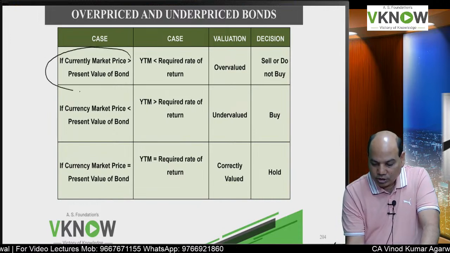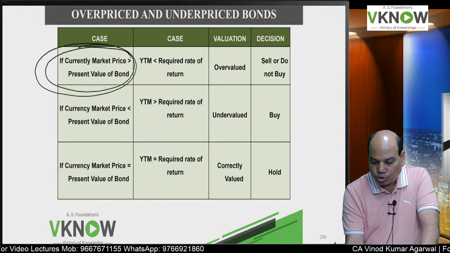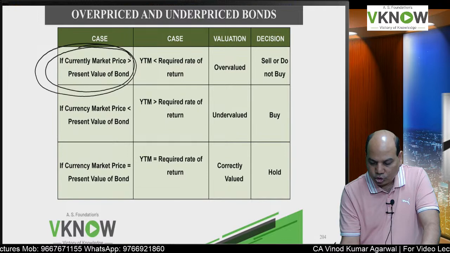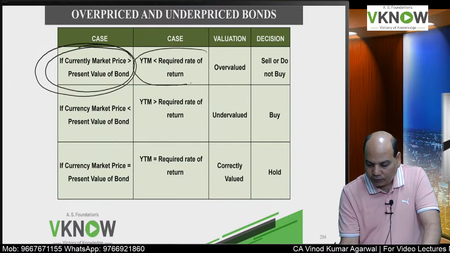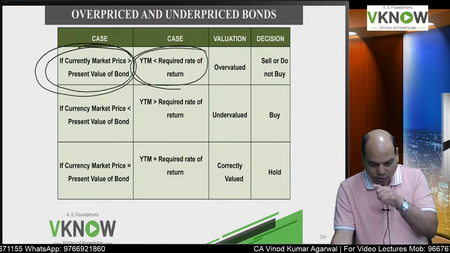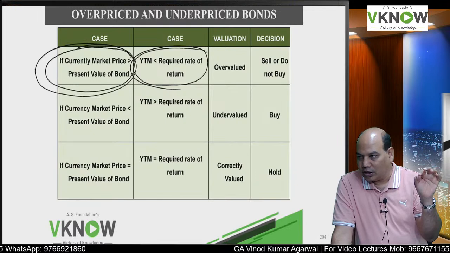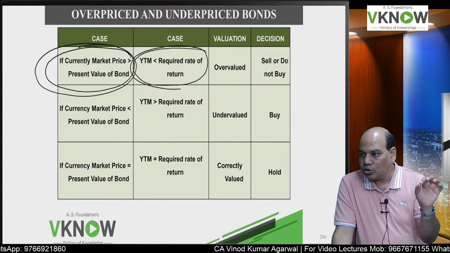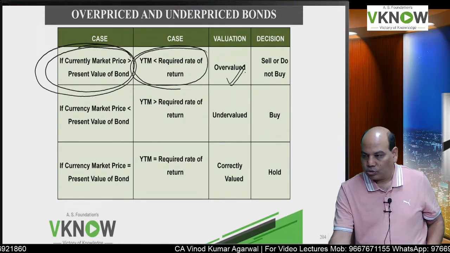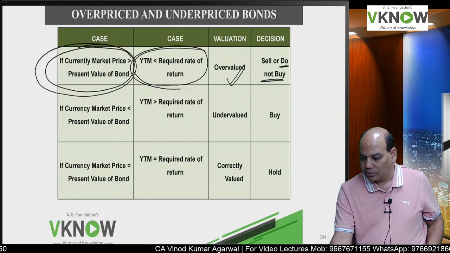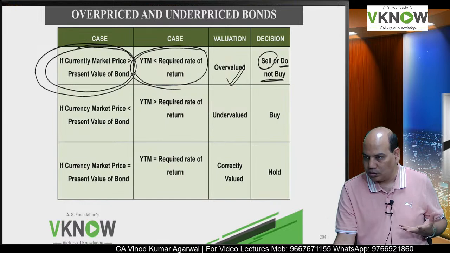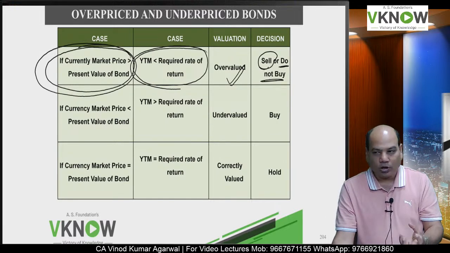So case 1, if current market price is more than the present value of the bond, that is intrinsic value, or we can say if YTM is less than required rate of return, both are same. If current market price is greater than intrinsic value, it is equal to YTM is less than required rate of return, we will say the bond is overvalued, do not buy or sell, because overvalued item should be sold, otherwise its price will fall and you will suffer a loss.